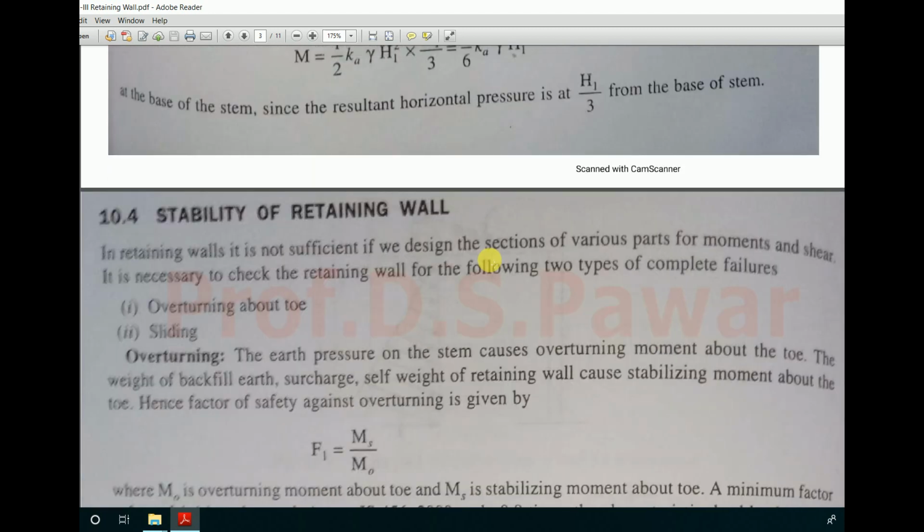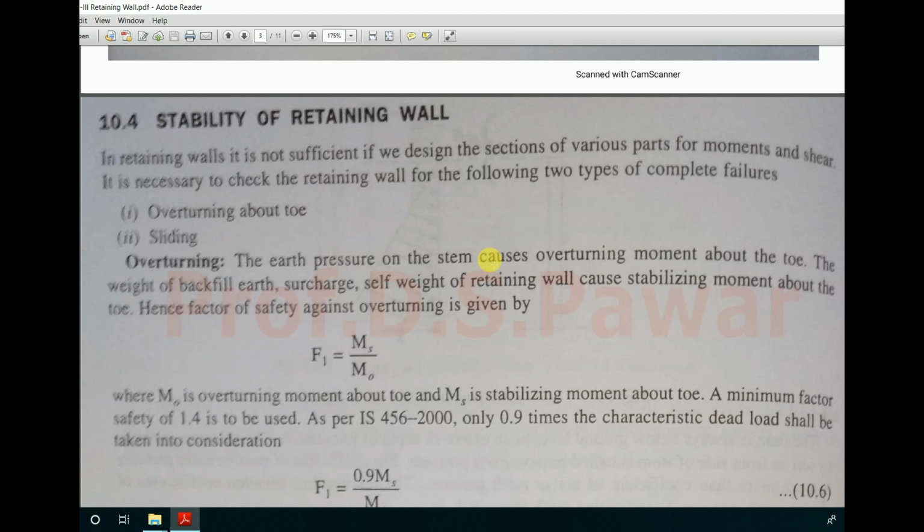Okay, now the important thing while designing a retaining wall, or any structure related to water or in contact with soil: such structures we have to design for stability. Stability means that the structure should not leave its place, and when the structure is not stable it is going to fail. In a retaining wall it is not sufficient to design the section for various parts or moments. Here it is necessary to check the retaining wall for the following two things.